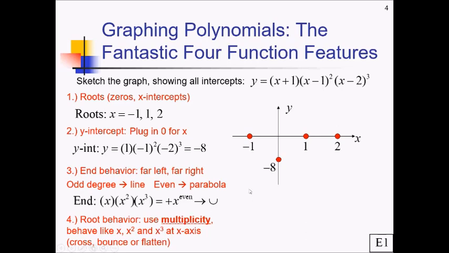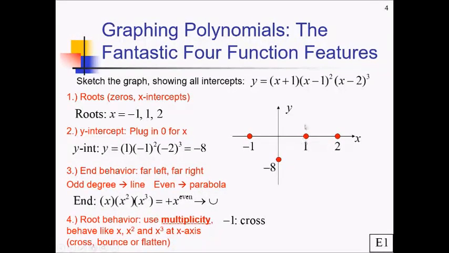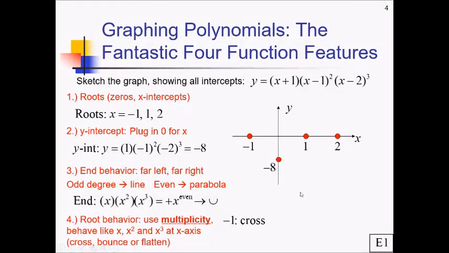So taking a look at each of these, at negative 1, since that was associated with the x plus 1 factor, which had a first power exponent, we're going to cross just like a line. At positive 1, this next one right here, because that went with this x minus 1 squared factor, we're going to bounce like a parabola, like an x squared. And at 2, because that goes with this x minus 2 cubed, we're going to flatten like an x cubed. So that's what we're doing in each of these.